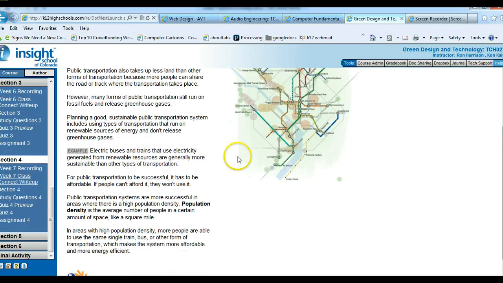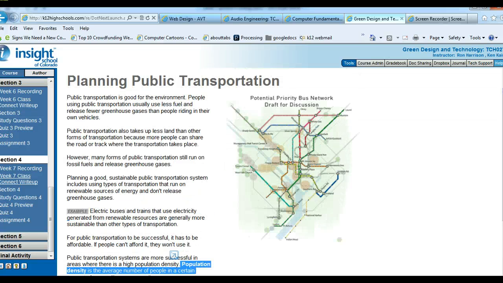But some things to think about in public transportation, population density. Population density is number of people per square mile. So if I look at a place like Washington, D.C., a square mile, if I walk a mile, then turn right, walk a mile, then turn right, walk a mile, then turn right, walk a mile, and make a square, that would be a square mile. Washington, D.C., the population density, the people per square mile, is huge. You might be like 500 people per square mile.